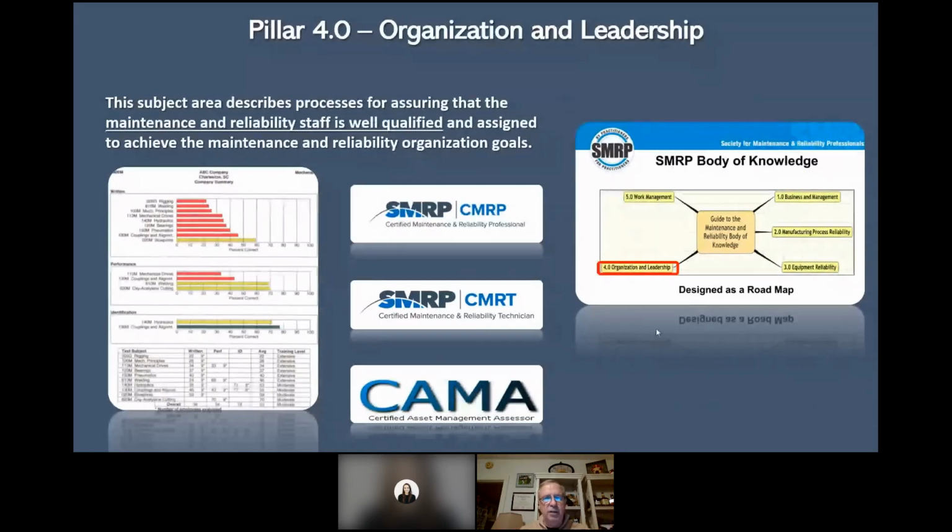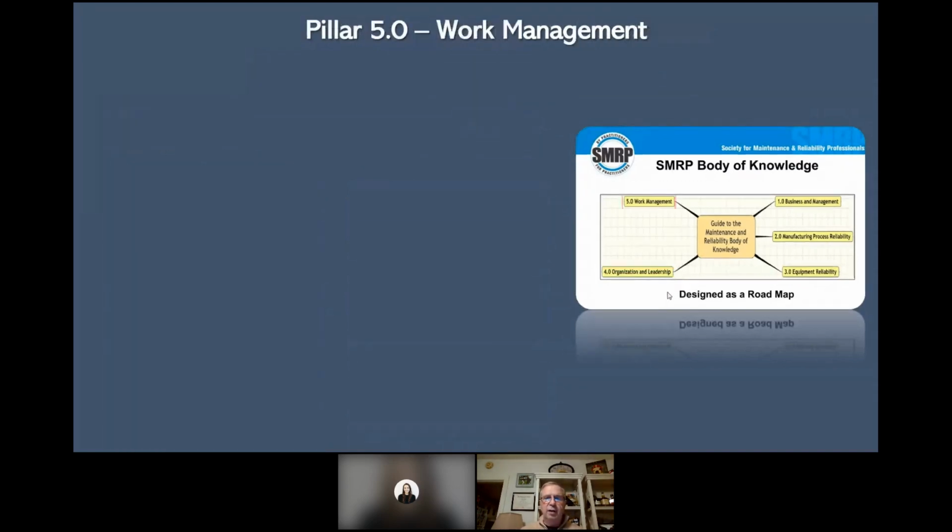So if we look at this, if maintenance and reliability staff are qualified, that means that our maintenance leadership are CMRPs, and maybe some of our technicians are too. Our technicians are CMRTs. And then we talk about certified asset management assessor. I think that's a great one to have at least one person in a plant. That is a CAMA. Okay.